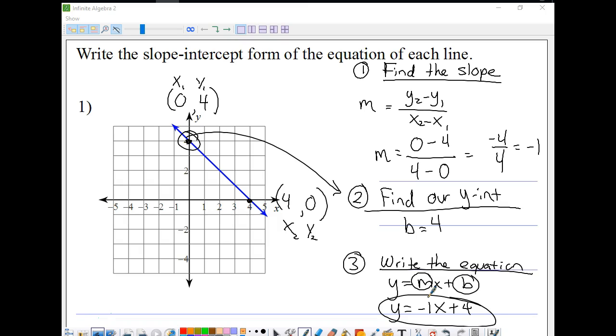Okay? So that's our 3-step process for finding the equation of the line. You're going to find your slope formula, right? Find your y-intercept, which in this case you can just tell by looking. Step 3, you can write your equation. Okay?